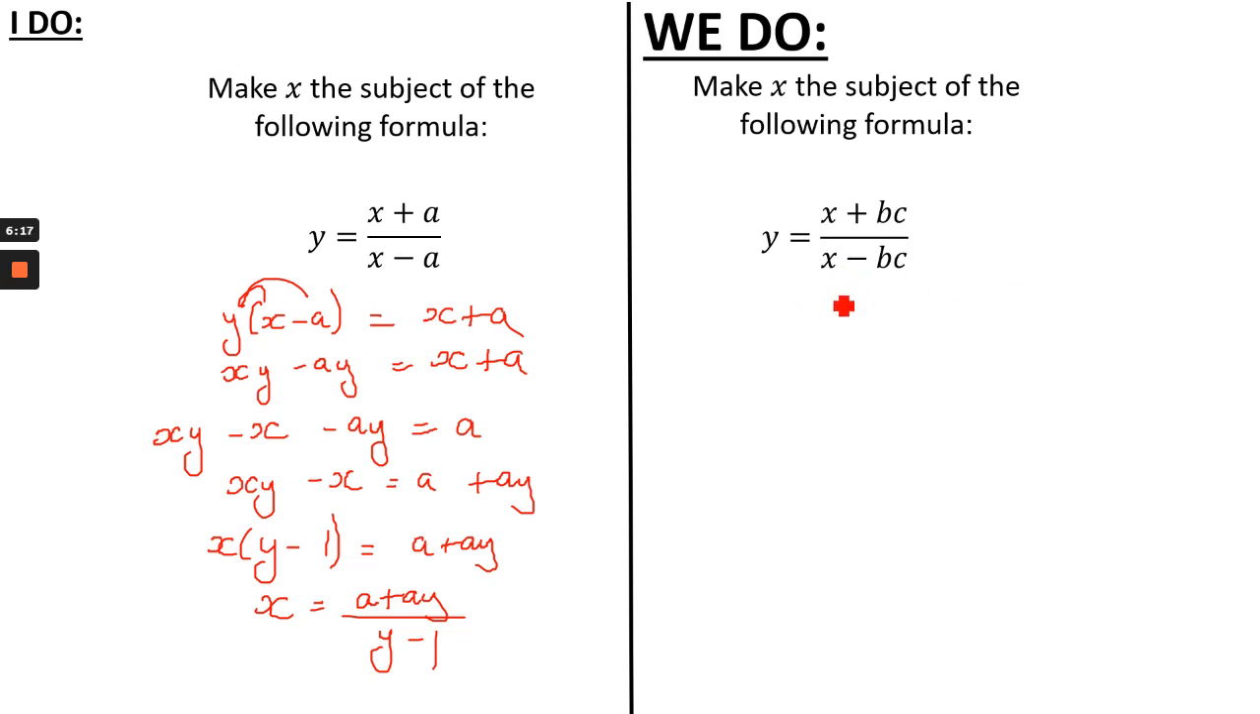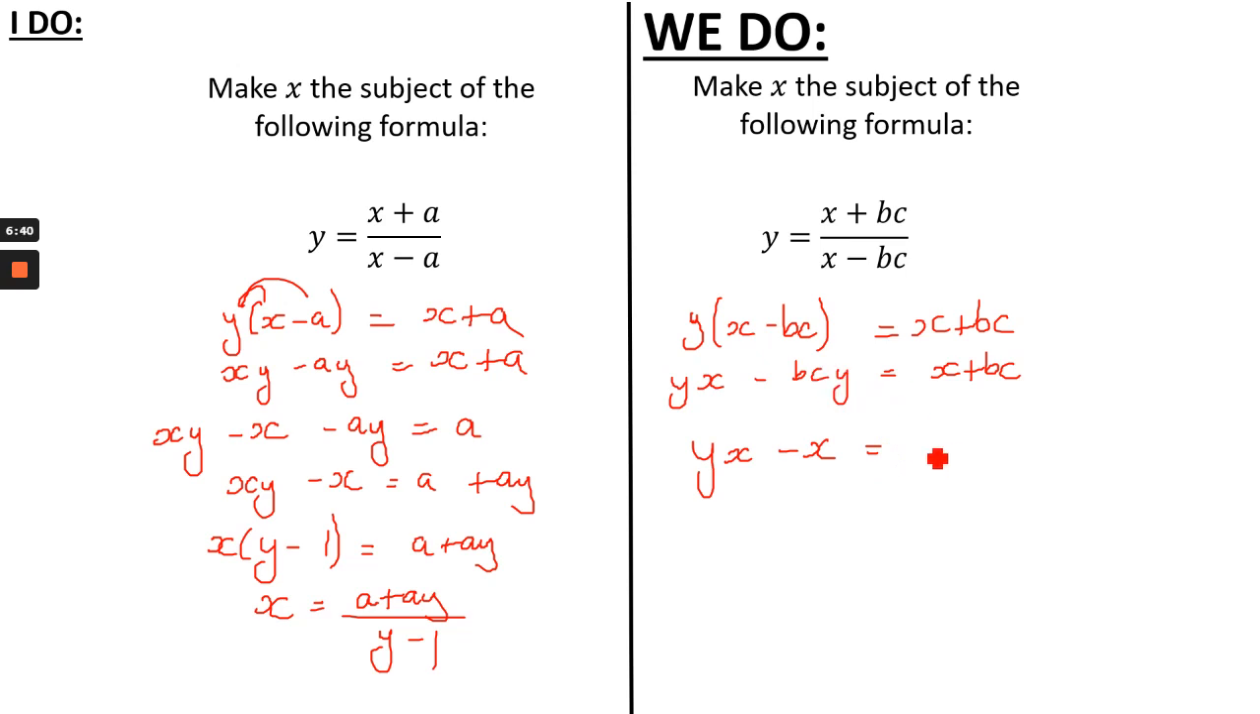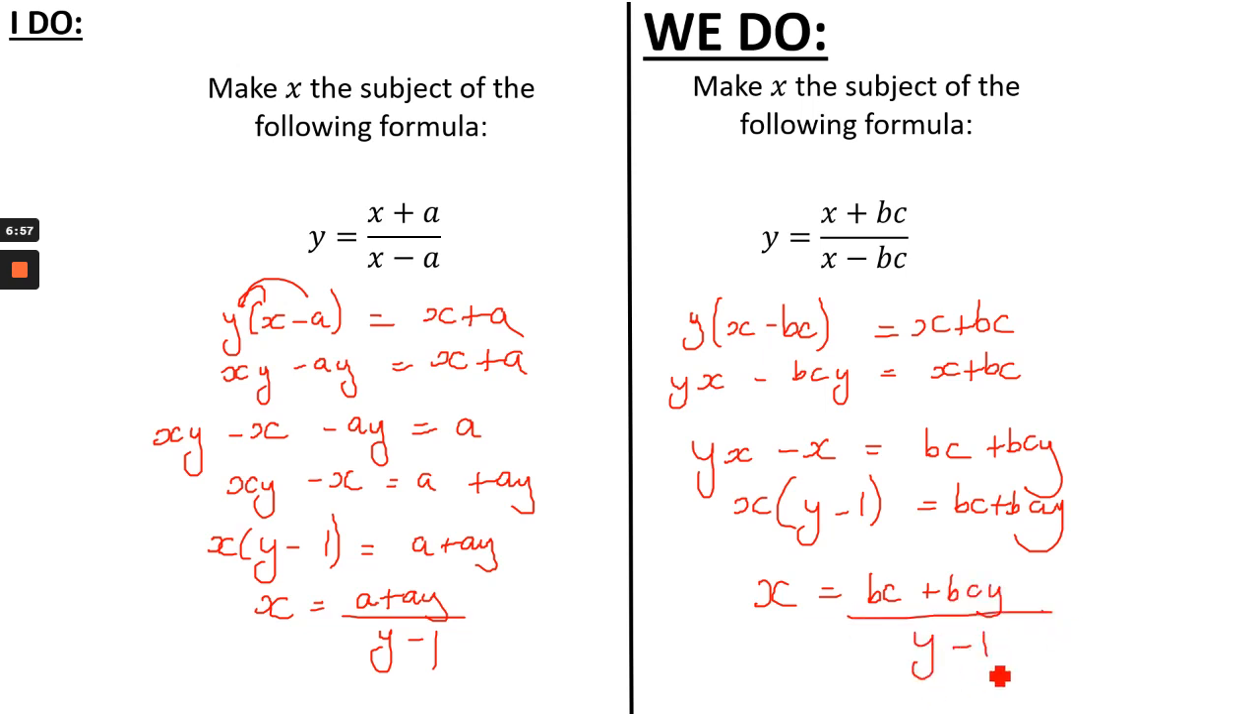Okay, so if we expand, if we multiply both sides by the denominator, we've got y brackets x minus bc equals x plus bc. If you expand that out, you get yx minus bcy equals x plus bc. Subtract the x, so yx take away x, and I'm going to add this at the same time. So yx subtract x equals bc plus bcy. This factorizes to become y subtract 1. So then you can say, well, x equals bc plus bcy, all divided by y subtract 1.